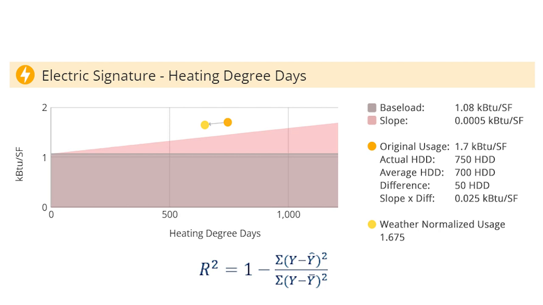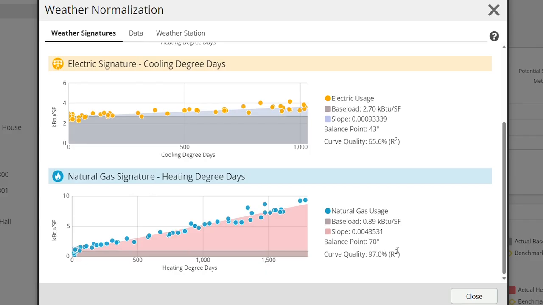R-squared is a statistical measurement that represents the proportion of variance of a dependent variable that is explained by an independent variable. In short, it is a measurement of the closeness of theoretical usage as compared to actual usage. B3 displays this measurement as a percentage. A curve quality of 99% represents a high correlation of energy usage to outside weather conditions. A curve quality of 25% represents a low correlation between energy usage and outside weather conditions.